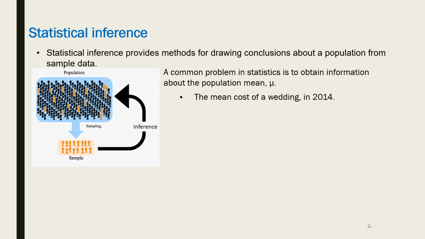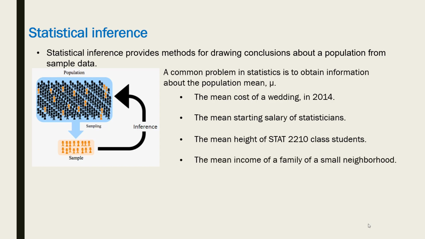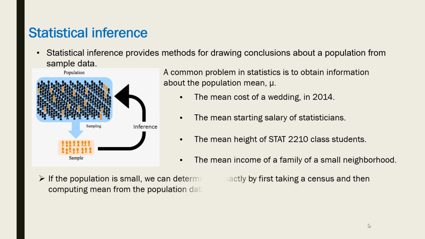The mean cost of wedding in 2014. The mean starting salary of statisticians. The mean height of Stat 2210 class students. The mean income of family of a small neighborhood. If the population is small, we can determine mu exactly by first taking a census and then computing mean from the population data. Think about last two examples, stat class and neighborhood.